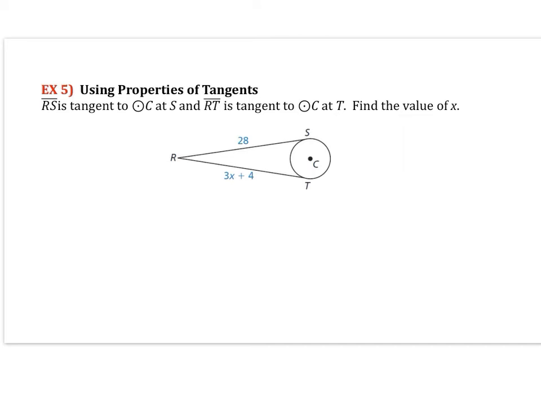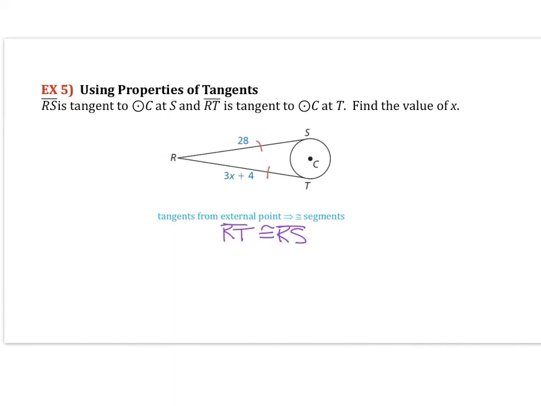All right, and then our last example, we're going to use our properties of tangents to find the value of x. So here we have segment RS is tangent to circle C. So that means it's tangent at the point S. And then segment RT is also tangent to circle C at T. So that means both these tangents are coming from the same external point. Well, just a reminder, one of your theorems states that tangents from the same external point implies congruent segments. So that means we can conclude that this segment is equal to this segment.